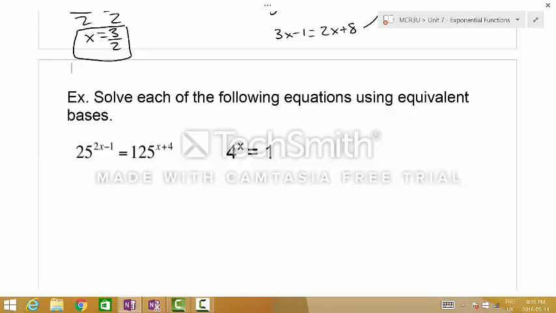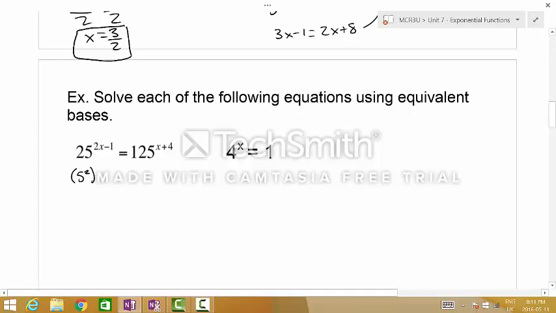Again, looking at the first example there, we're doing the same thing. We want to solve each of the following equations using equivalent bases. I would ask myself, is there a way to turn that bigger number, the 125, into an exponential number with the base of the smaller number 25? 25 times 25 doesn't give us 125. There is no nice exponent where we can have 25 to that exponent equal to 125. What that means is we need to look smaller. We need to change both of the bases.